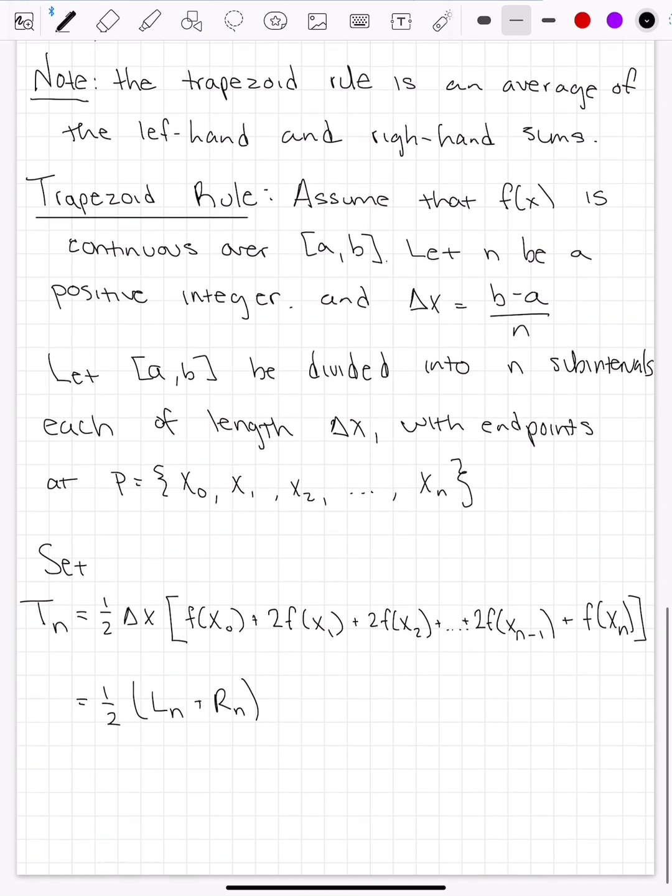Okay, and so then we know that if we were to use an infinite amount of trapezoids, that would be a perfect approximation of the definite integral.